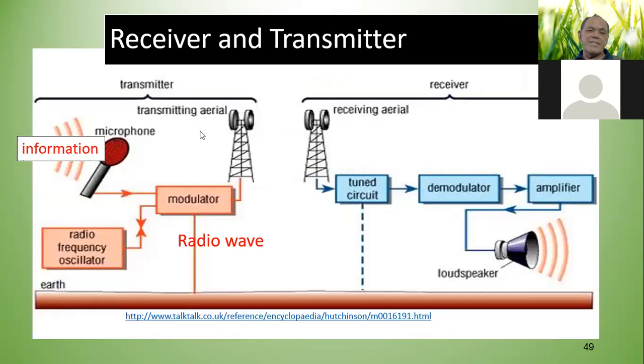So you have a transmitter here and then you have a receiver. Basically, the receiver is the same thing. There's a receiving antenna. You tune it because there are so many radio waves coming from radio stations. Tuning means you select the particular radio wave you want. You remove the radio wave, remaining the signal. That's why it's called a demodulator. And because it's soft, you have to amplify it before it goes to the loudspeaker.